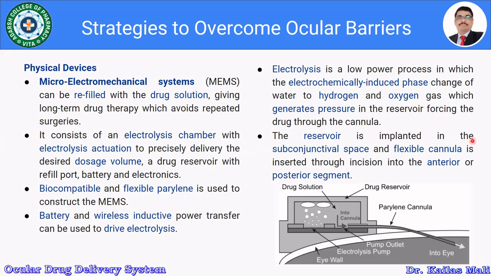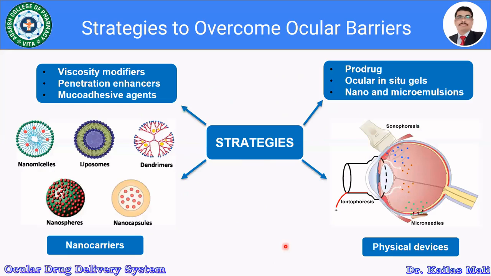The reservoir is implanted in the subconjunctival space. The size of this implant is very, very small, and the flexible cannula is inserted through the incision into the anterior or the posterior chamber. So directly the formulation or the drug enters the anterior or the posterior segment. So this is about the MEMS, the microelectromechanical systems, to overcome the ocular barrier or to improve drug permeability into the ocular tissues.